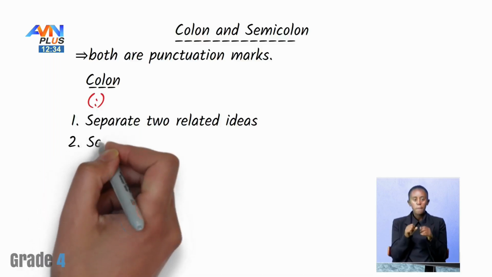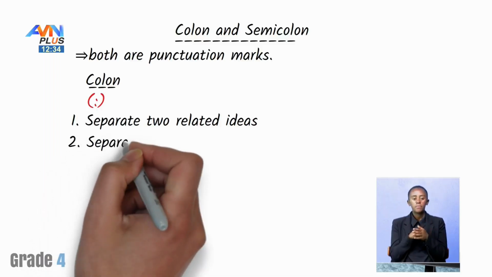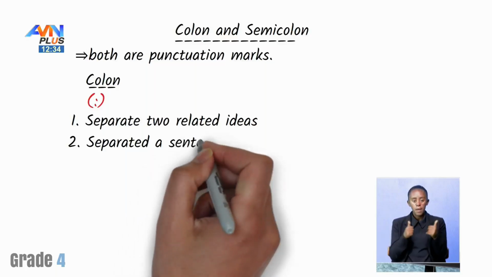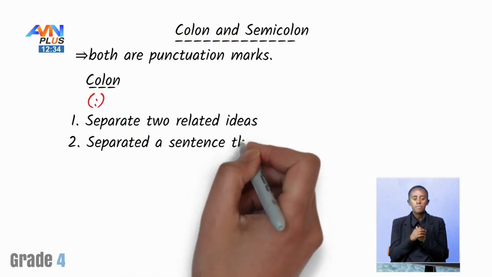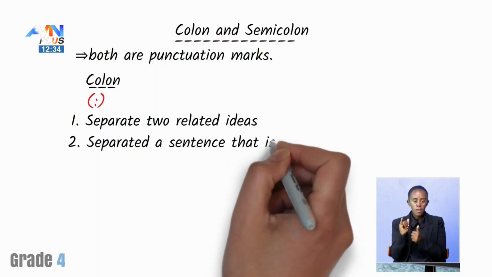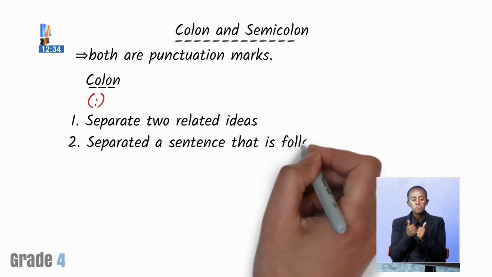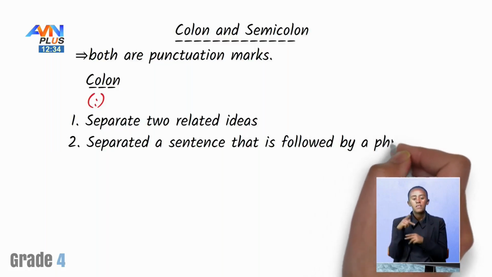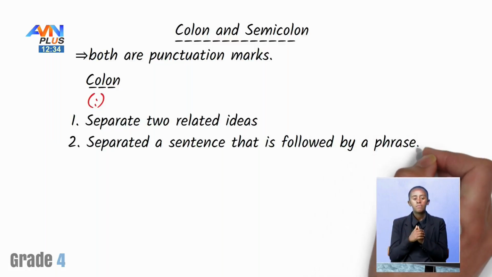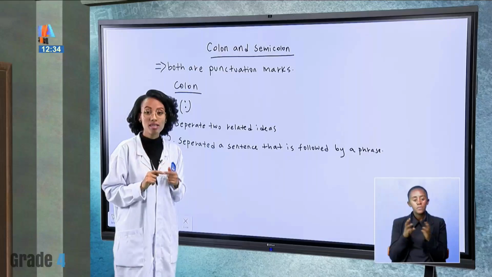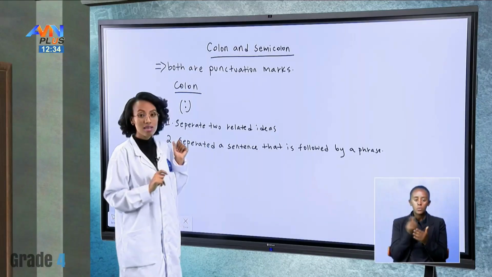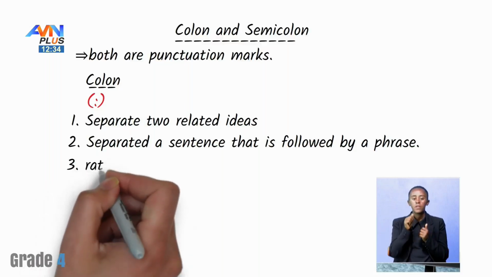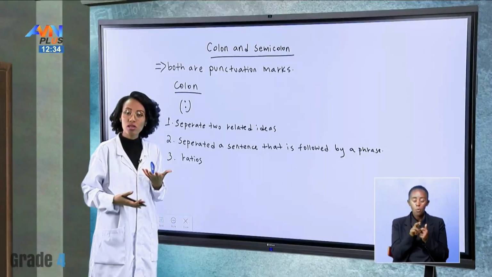And the second one, to separate a sentence that is followed by a phrase. This is the second way that we said we could use a colon. The third is what? Ratio. In ratios, we use colon.